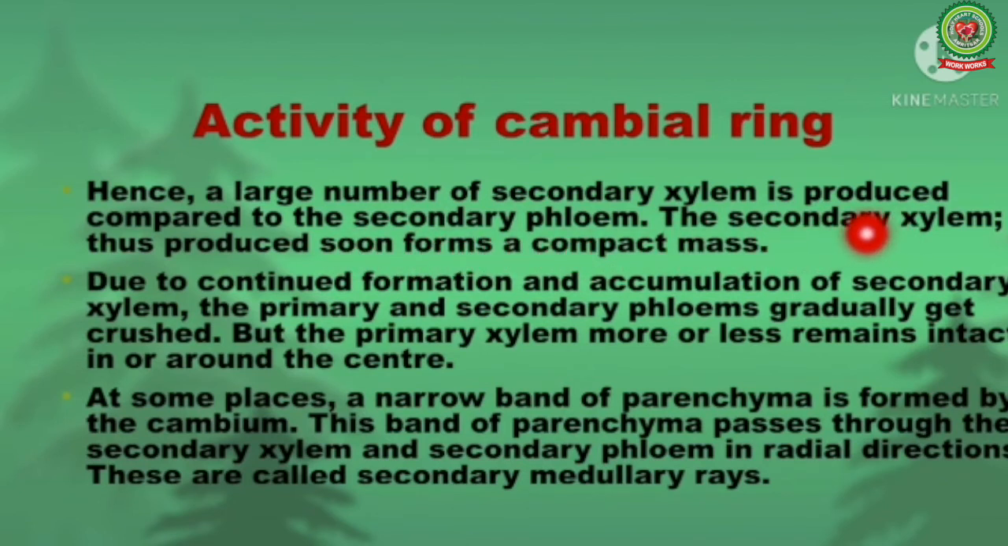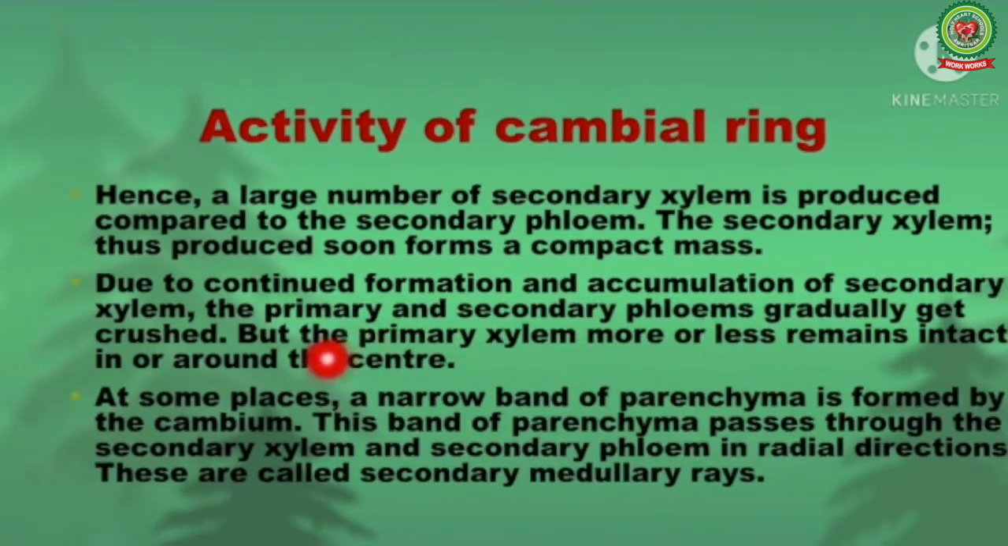The secondary xylem thus produced soon forms a compact mass. Due to continued formation and accumulation of secondary xylem, the primary and secondary phloem gradually get crushed. But the primary xylem more or less remains intact in and around the center. At some places, a narrow band of parenchyma is formed by the cambium.